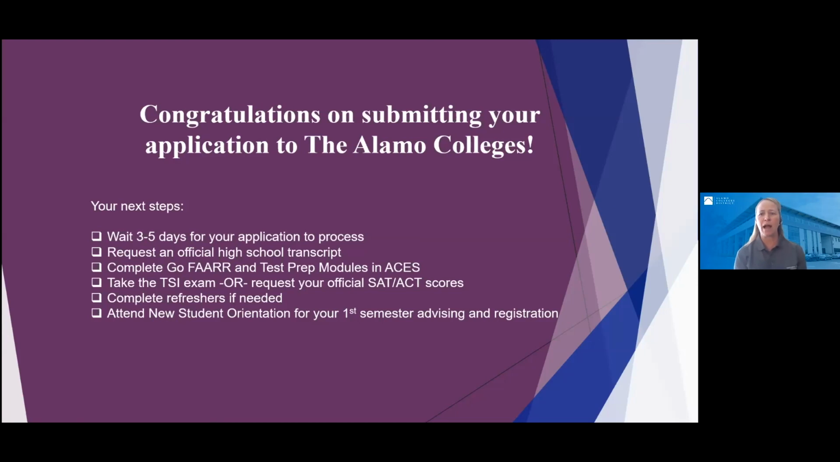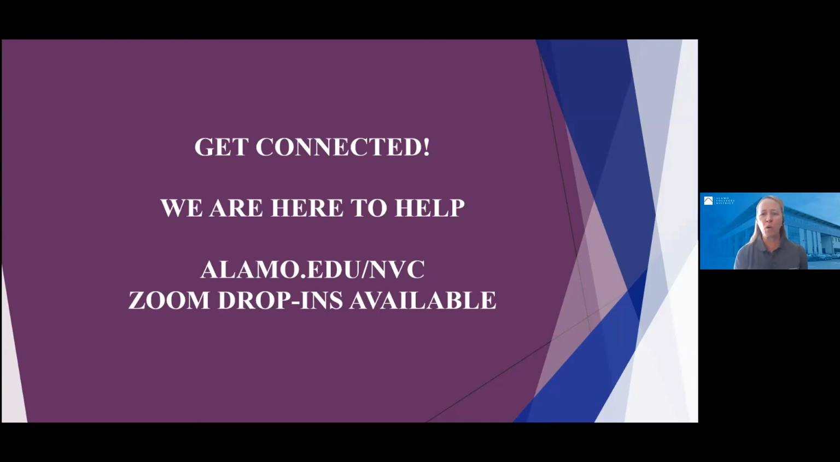Congratulations on submitting your application to the Alamo Colleges. Your application will take 3 to 5 business days to process. While you're waiting, you will need to request your official high school transcripts to be sent to the Alamo College you applied to. You should also receive, within that 3 to 5 business days, an email from the Alamo Colleges with student information. For additional support, please visit our Zoom drop-ins at the website listed here.